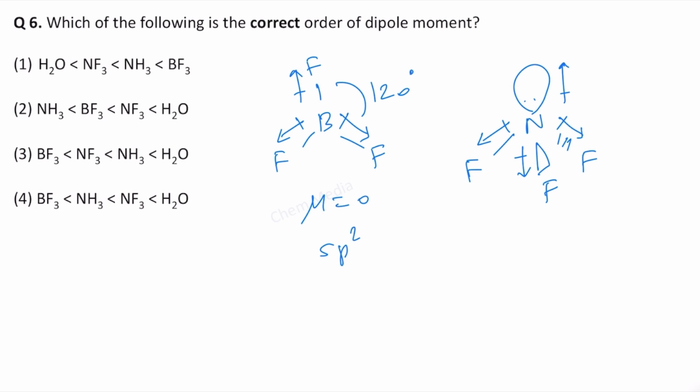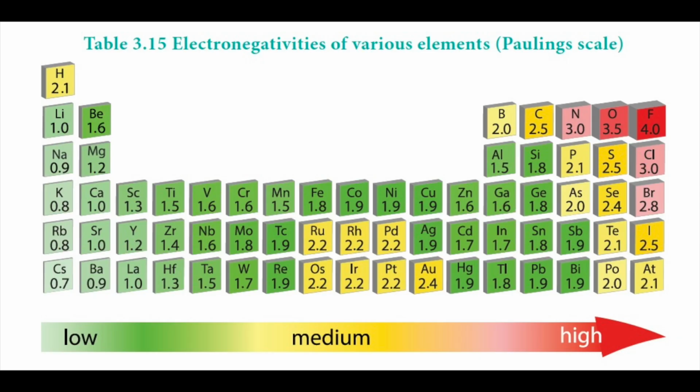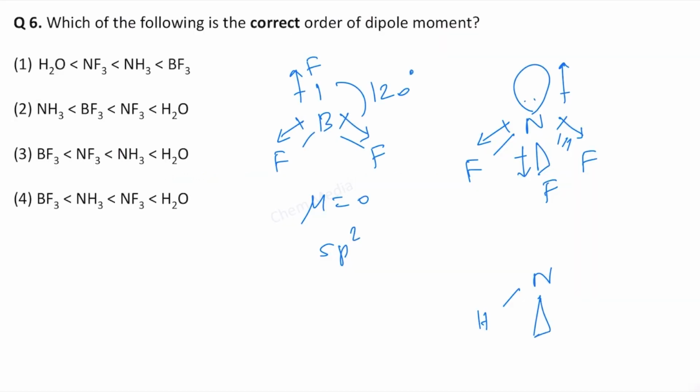There will be slight dipole moment because the lone pair is oriented on the upside. So, therefore, this NF3 will have some dipole moment. But compared to NH3, NF3 dipole moment will be less, and the reason is nitrogen is more electronegative than hydrogen. So, therefore, if we are comparing dipole moment between NF3 and NH3, then the dipole moment of NH3 will be higher because nitrogen is more electronegative than hydrogen.